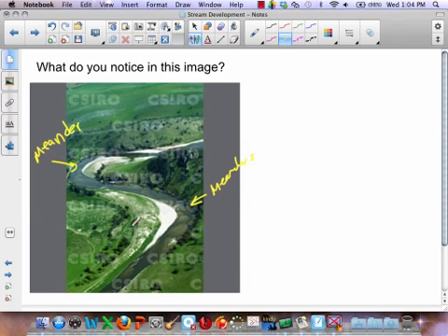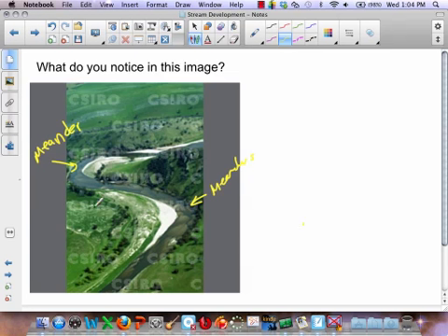By the curves. What do we call those curves? Meanders. Okay, so they're at the meanders. Specifically, where are they at in the meanders? In the curved part. What do you mean the curved part? They're both curves. The inside of the curve. Bingo.